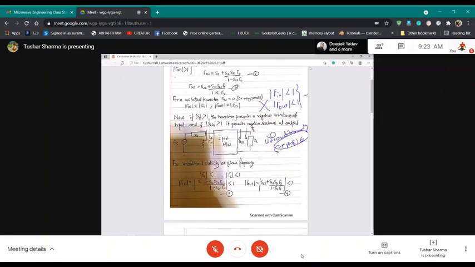So for unconditional stability at a given frequency, gamma s has to be less than 1, and gamma l has to be less than 1. We know this expression: gamma in is equal to S11, we derived it last time, and gamma out is given by S22 plus S12 S21 gamma s over 1 minus S11 gamma s. So these two should be less than 1, right? Gamma s less than 1, gamma l less than 1, and then gamma in magnitude should be less than 1, and gamma out magnitude should be less than 1. These are mandatory conditions.